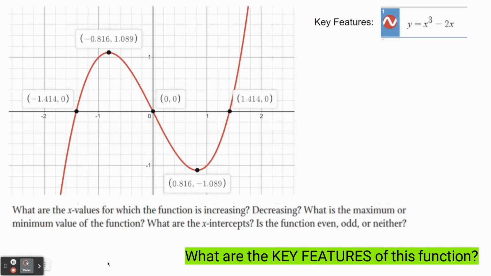The question says, what are the x values for which the function is increasing or decreasing? What's the maximum, the minimum of the function? What are the x-intercepts? Is the function even, odd, or neither? These are all known as key features.